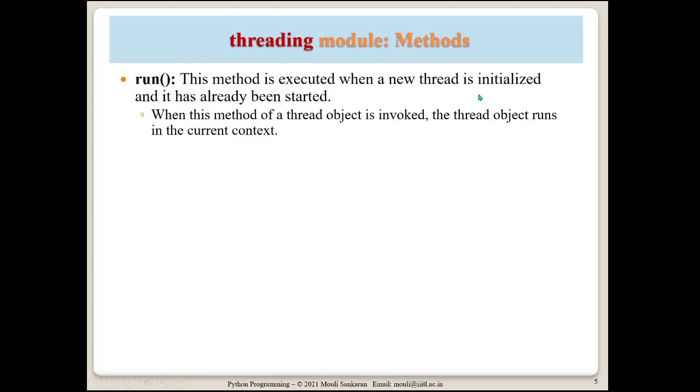The method is executed when a new thread is initialized and it has already been started. Please remember, after the start, run is called. When this method of a thread object is invoked, the thread object runs in the current context. So remember, start is a new environment, a new context, but run is the current context where the start is. This you need to understand.